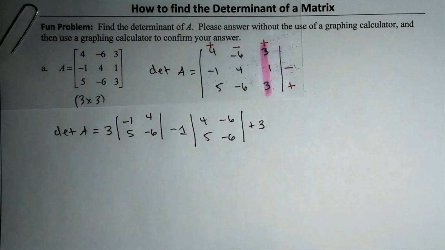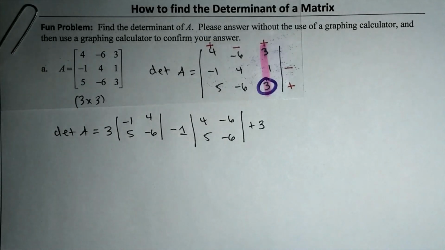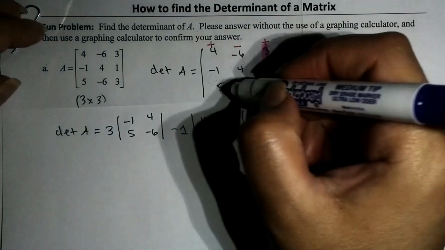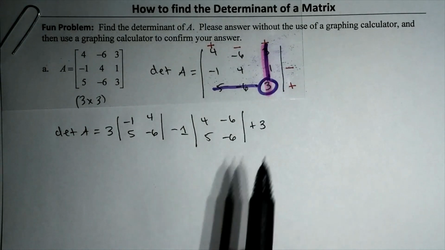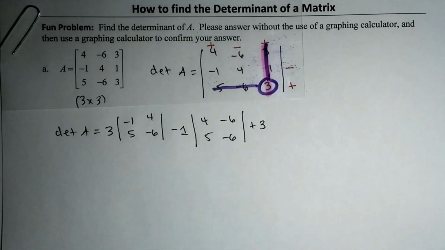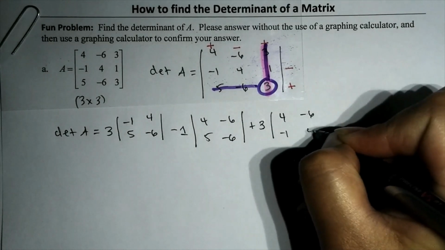So +3. Let me go ahead and circle it, so that way you know which one I'm looking at. And we're going to take that +3 and multiply it by the determinant formed by the leftover elements when we cross out the corresponding row and column. Okay, so that will give us the 2 by 2 matrix given by 4, -6, -1, 4. Okay, fantastic. 4, -6, -1, 4.